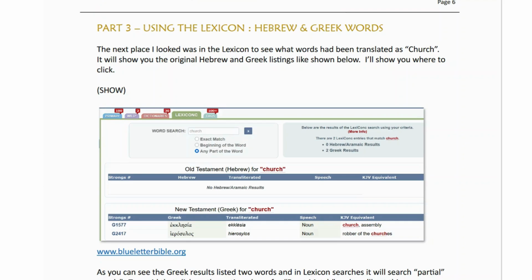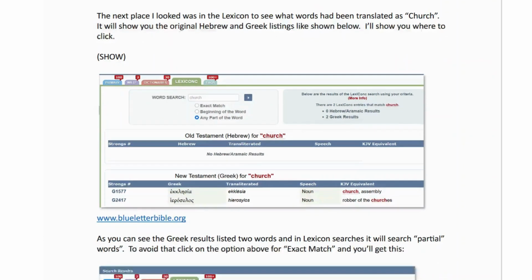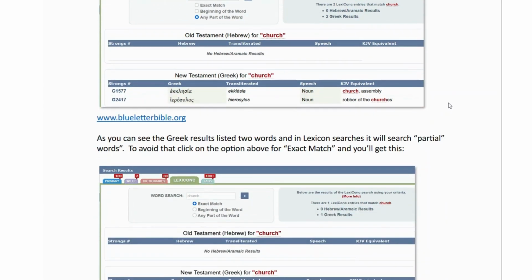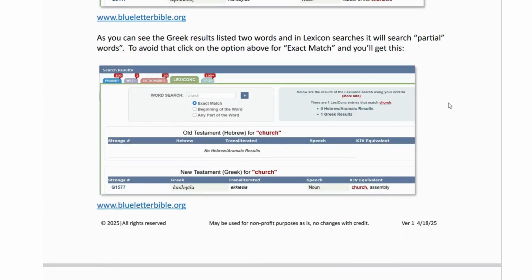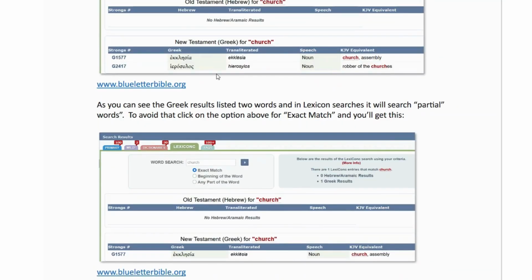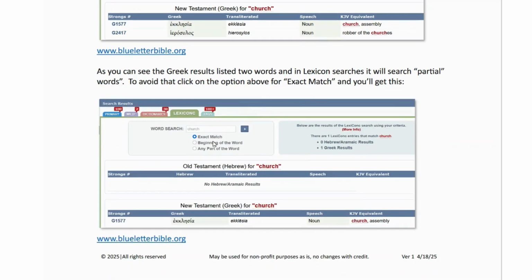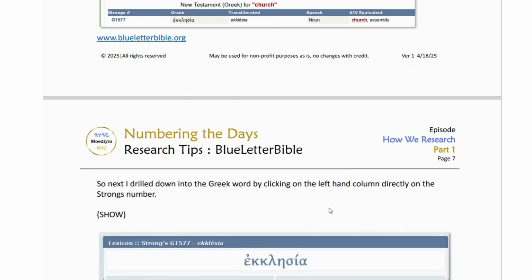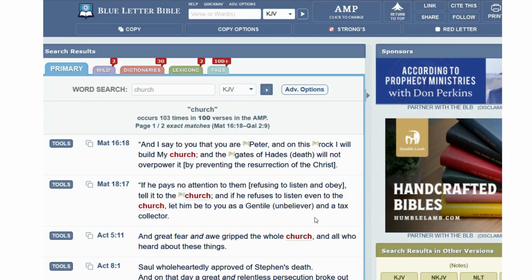the next place on my search for the church I looked was in the Lexicon to see what words had been translated as church. It will show you the original Hebrew and Greek listings, like I'm going to show you in a moment on the screen, and I've put in the PDF file for you to track along. And as you can see, the Greek results up here listed 2 words, and I'm going to show you when you click on exact match, you end up with just 1. So let's do that real quick.